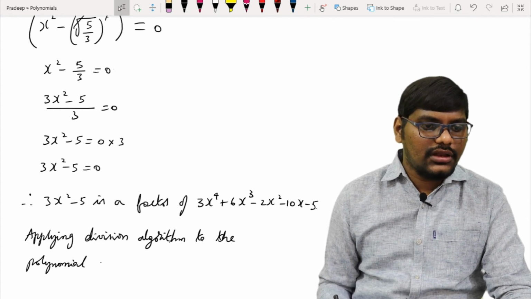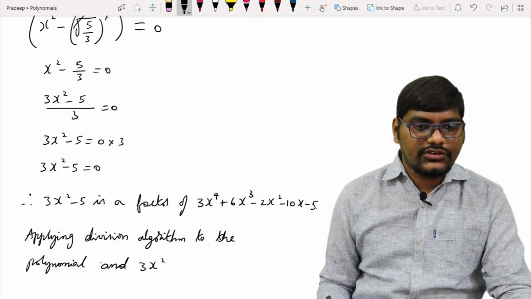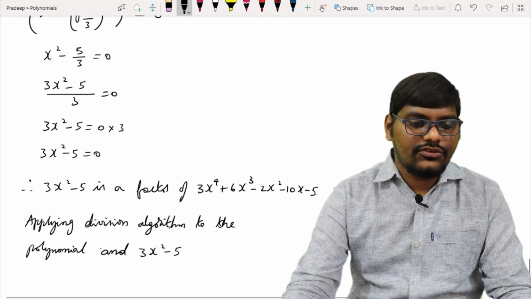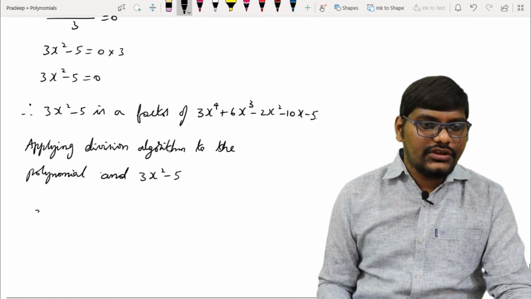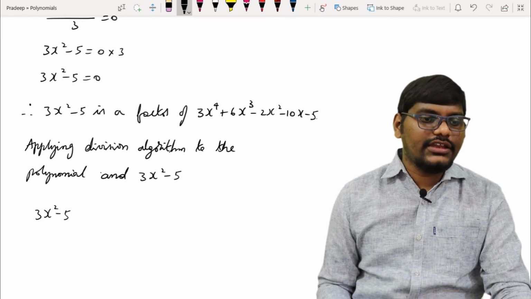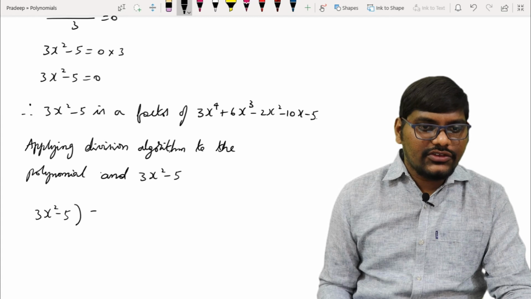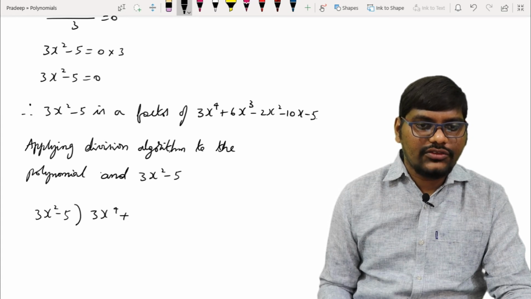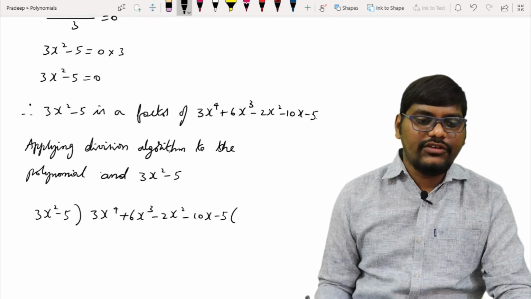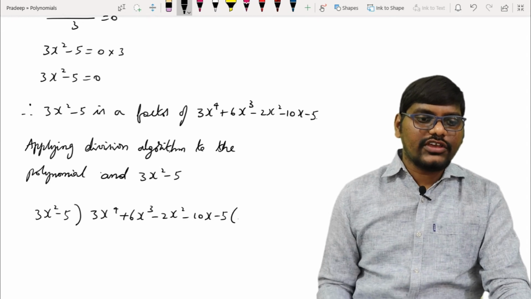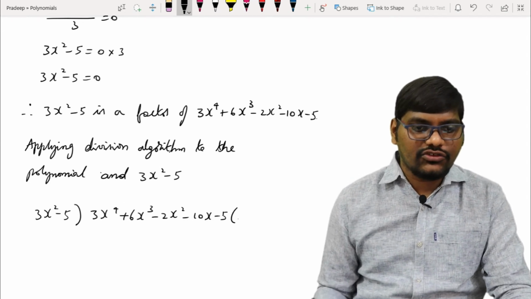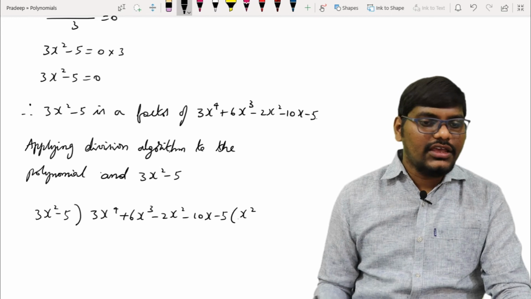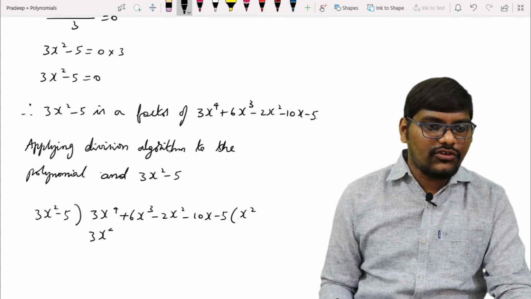What is the polynomial? And even the one which we got, 3x square minus 5. So let's do that. 3x square minus 5 is acting as the divisor, and this 3x power 4 plus 6x power 3 minus 2x square minus 10x minus 5, this is the dividend. Okay, so now x power 4 is there, here x square is there, so if I multiply x square, this is becoming 3x power 4.